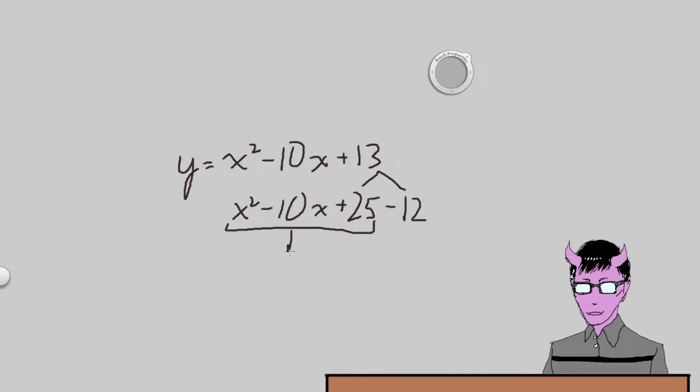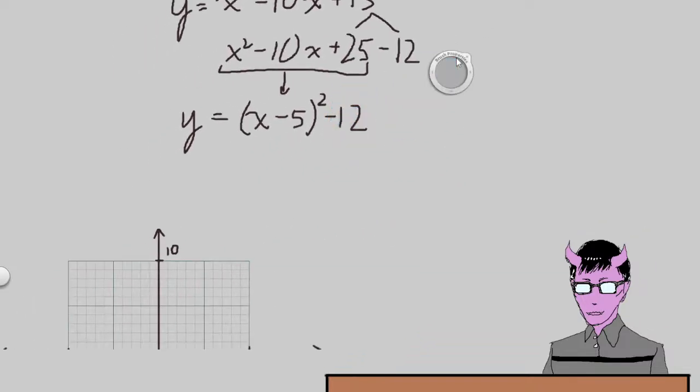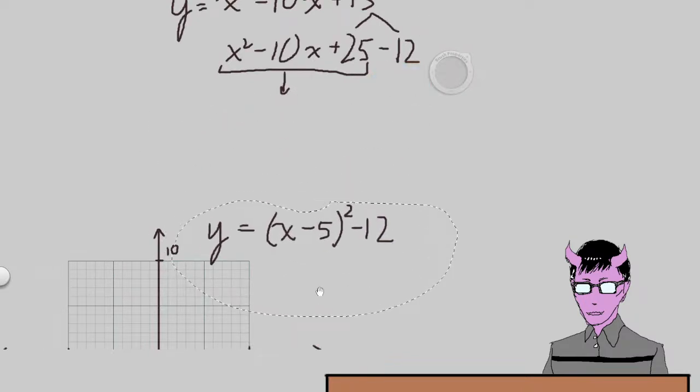This one factorizes perfectly into x minus... so what's half of -10? It's -5. And that's following the algorithm, and then on the outside is a -12. And then you're done. Pretty nice. Let's graph this junk. Let's move down here.